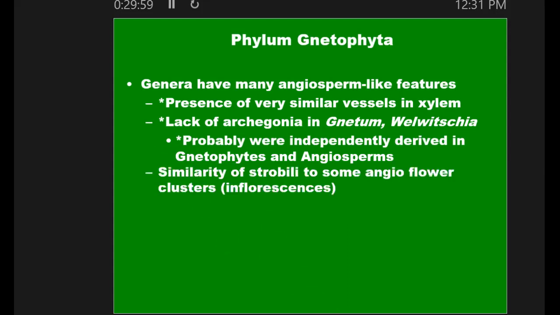And some of the species have strobili that kind of do look like flower clusters in angiosperms. So we're going to flower 2, and there's a type of flower called an inflorescence, which is just many little flowers all clustered together. And that's kind of what we've been talking about with strobili.